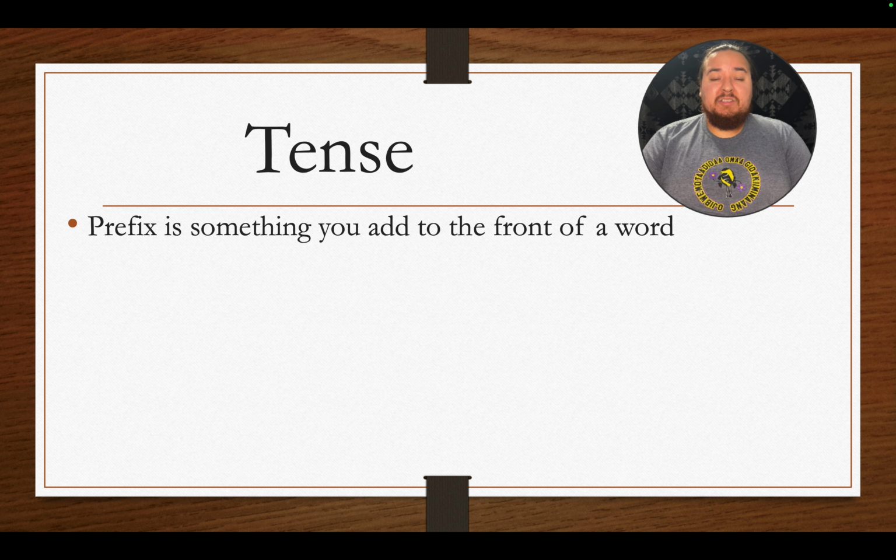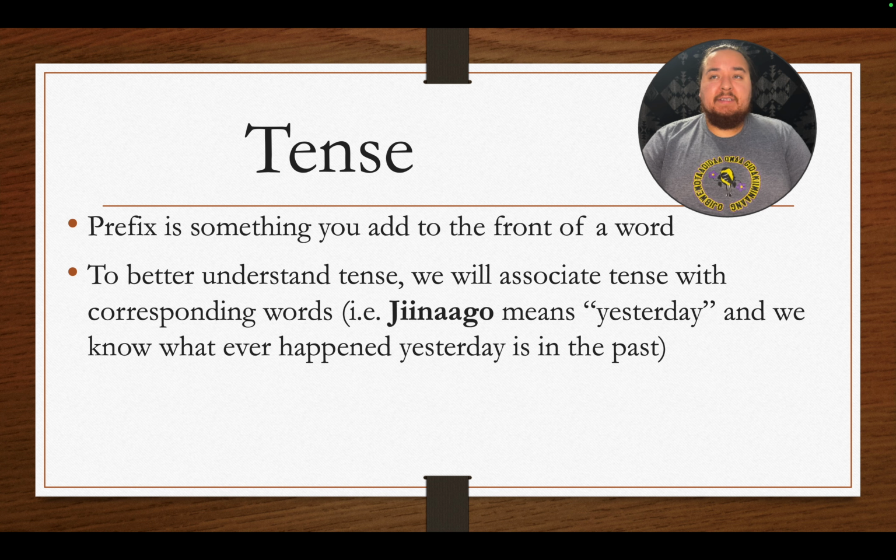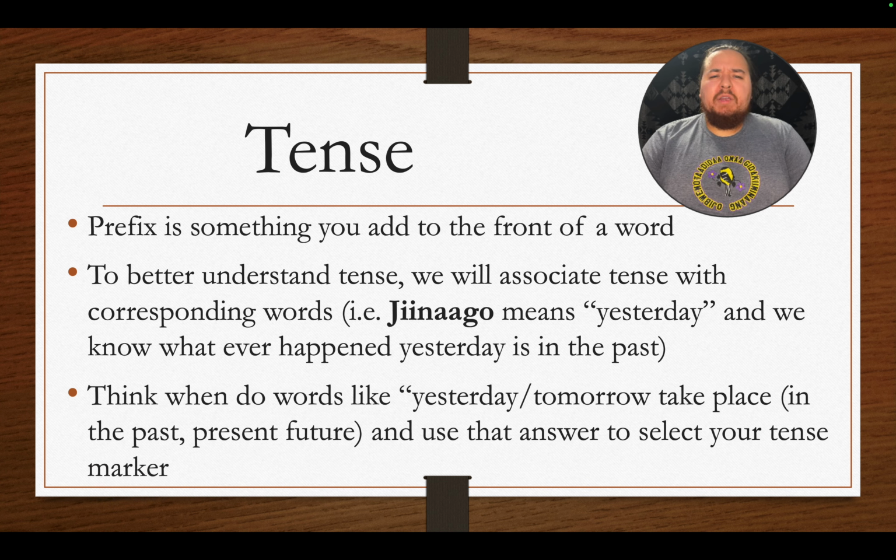So to better understand tense, we'll associate our temporal adverbs with our tense markers. So words like jinaga is a temporal adverb. It means yesterday. And we know whatever happened yesterday is in the past. So your verb would need a past tense prefix. So think, when do these words like yesterday or tomorrow take place, in the past, present, or future, and use that to select the tense markers that go with your verbs.